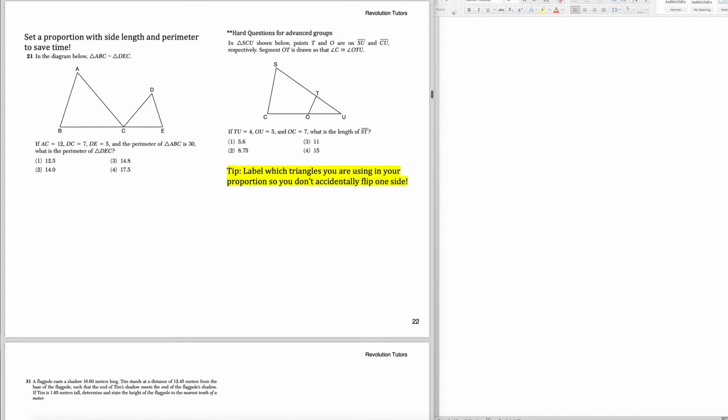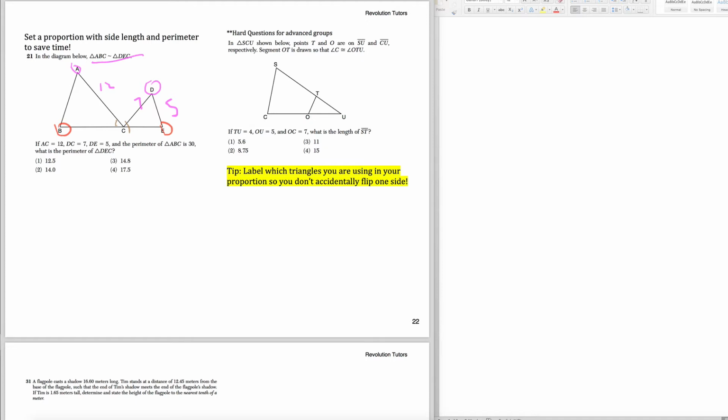Okay. The next one is interesting. They tell you that they're similar, and then they tell you AC is 12, DC is 7, DE is 5, and then obviously you could find it. Which angles do they give you? Did they give you any of the angles? No, but they tell you triangle ABC and DEC. Whenever they tell you this, what that means is A goes with D, B goes with E, and this one goes with itself. That angle's equal to that one. So it would be 7 and 12 and 5 in this. Now, that always works. It's great.